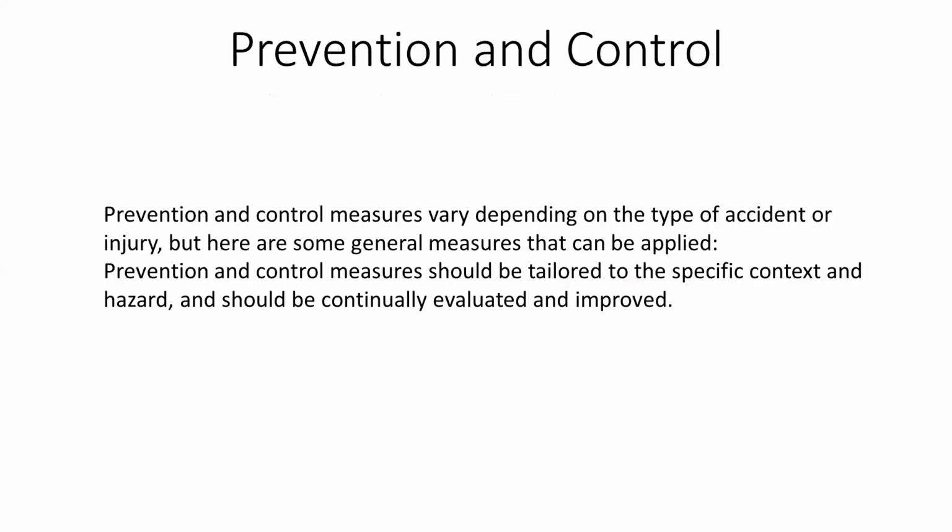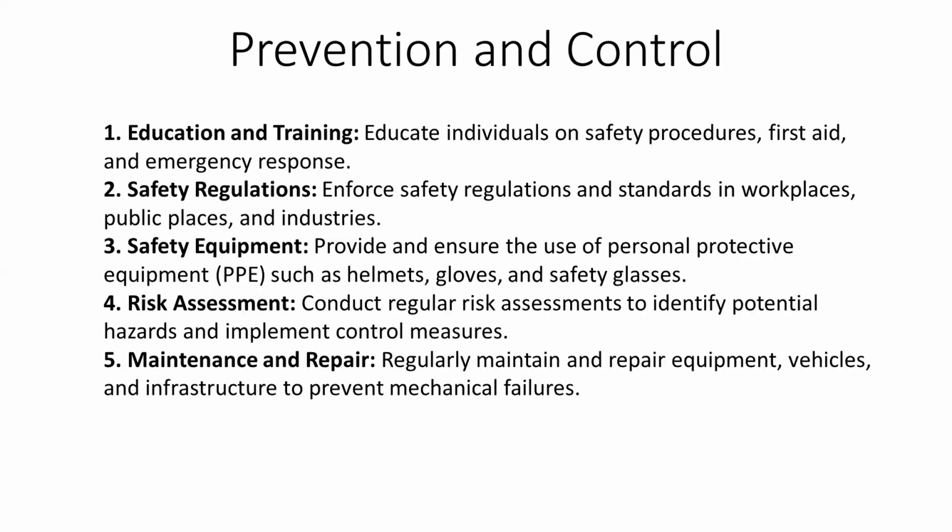Now, we've discussed the risk factors and the factors that can cause accidents. Now we'll discuss prevention. Prevention and control measures vary depending on the type of accident or injury, but there are some general measures that can be applied, including that prevention and control measures should be tailored to the specific context of a hazard and should be continually evaluated and improved. It's not that you just develop a standard. No, you have to continually evaluate it, do research on it, and improve it if there is room for improvement. And of course, there is always room for improvement.